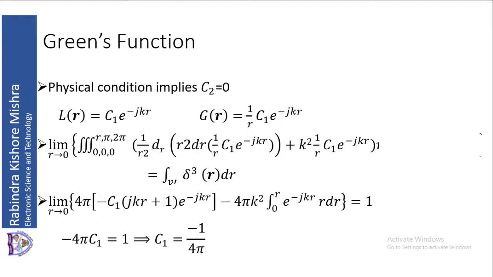That is equal to the right hand side, which is 1, which means c1 is equal to minus 1 by 4 pi. So c1 will be of the form of 1 by 4 pi. So g of r will be of the form 1 by 4 pi r exponential jkr, and that will be what g of r is. Okay, next.